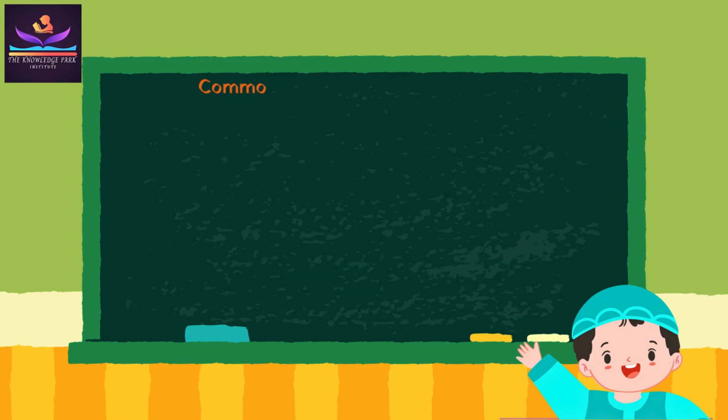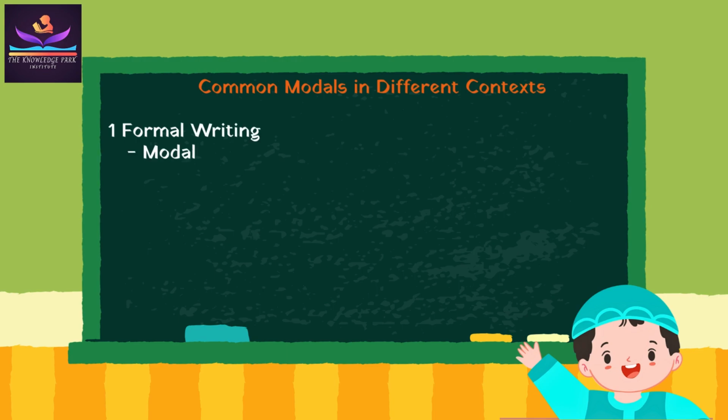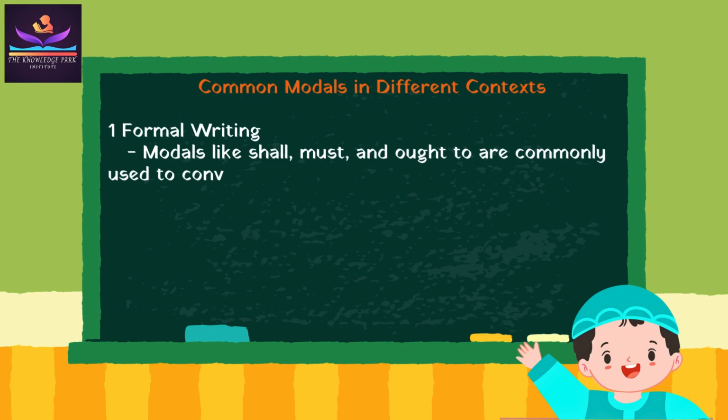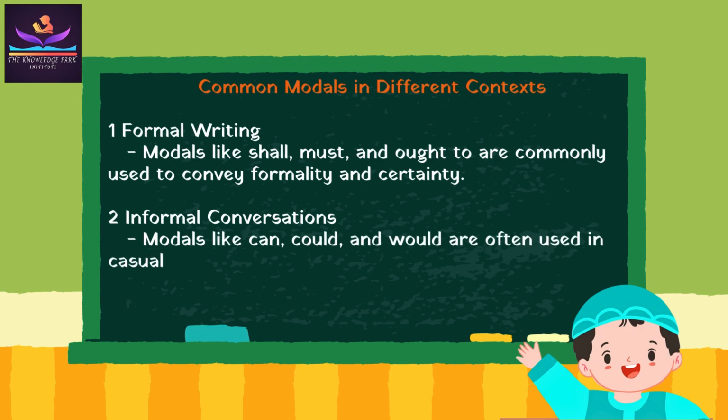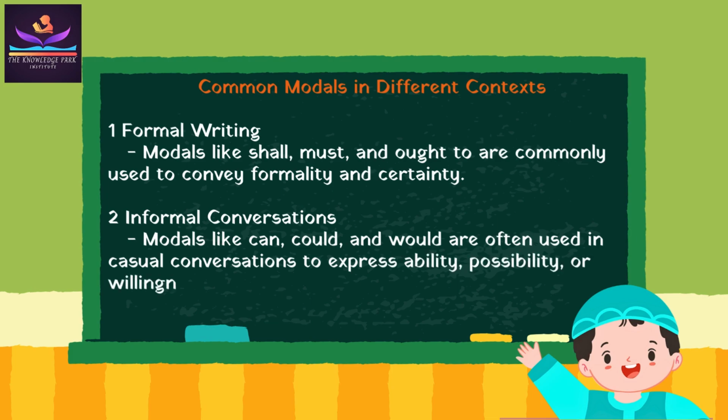Common modals in different contexts. 1. Formal writing. Modals like shall, must, and ought to are commonly used to convey formality and certainty. 2. Informal conversations. Modals like can, could, and would are often used in casual conversations to express ability, possibility, or willingness.